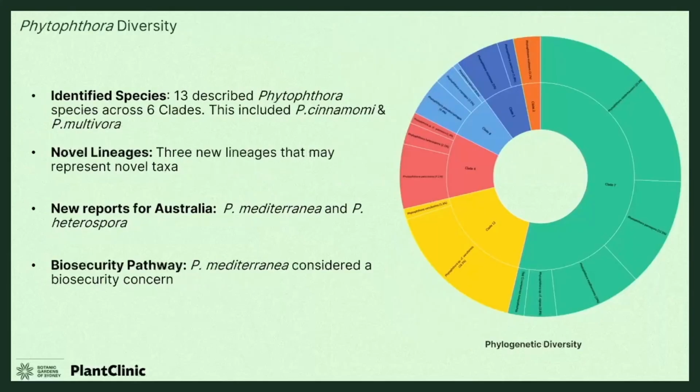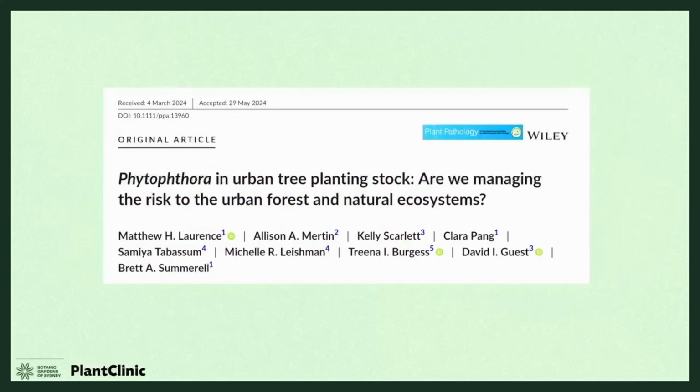And this is even more concerning when you look at the species we detected. So this figure is just the phylogenetic diversity, but I've summarized the key points here. So we detected 13 described species across 6 clades, including cinnamomi and multivora. There were novel lineages, probably new species, and there were 2 new reports. And one of these reports was Phytophthora mediterranea, and that's considered a biosecurity concern because it causes disease on Myrtaceae in Europe. So it's a bit sobering. So this is the paper, it's open access, so if you want to access and read more, you can.